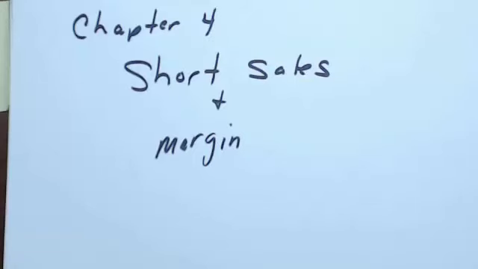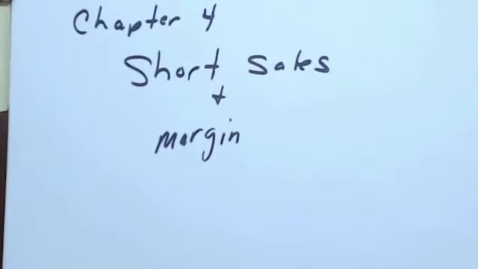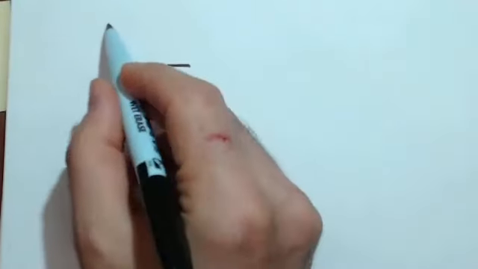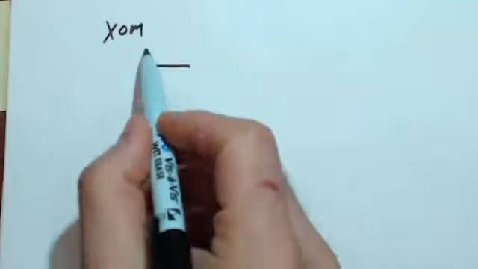This video covers Chapter 4, specifically short sales and the margin associated with short sale transactions. Now, short sales occur when you sell a stock first and you buy it back later. So you short, let's use ExxonMobil as an example.